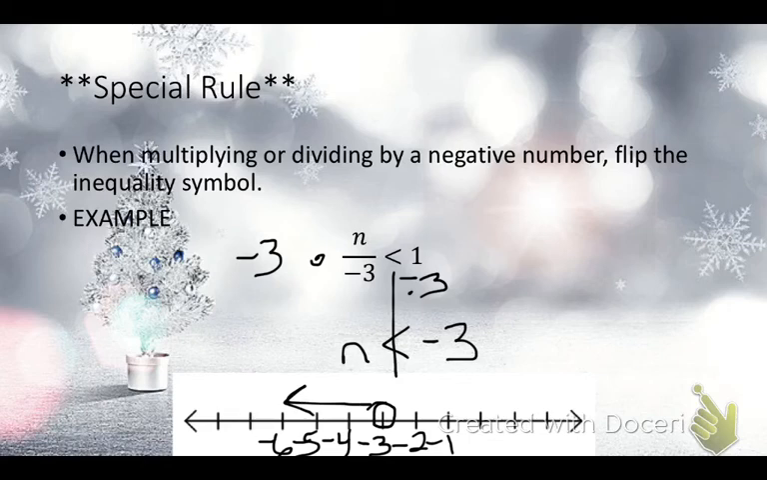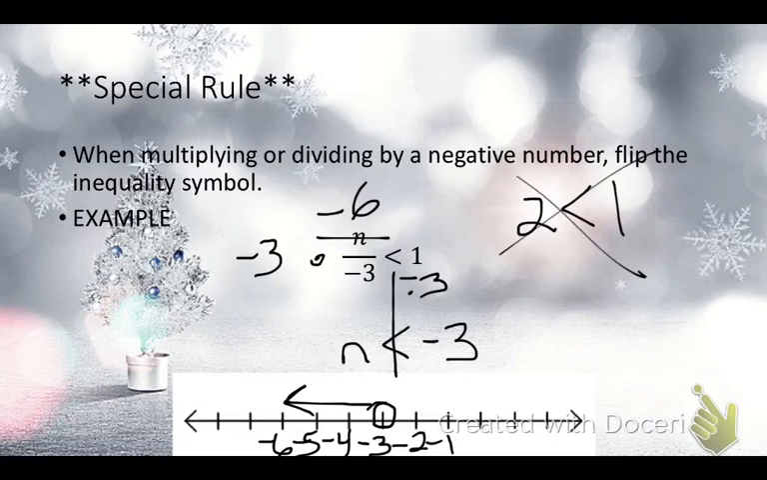So what happens then if I plug in a number from where my arrow is pointing? Well, I'm going to choose negative 6. Negative 6 divided by negative 3. Negative 6 divided by negative 3 is positive 2. And 2 is not less than 1. So I have myself an incorrect inequality.